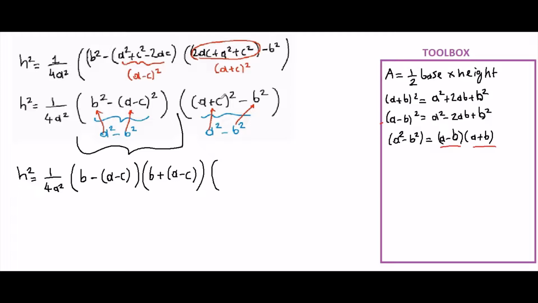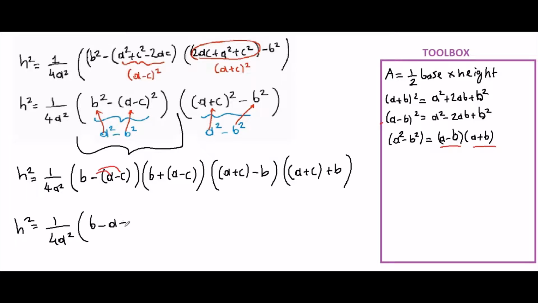For the second parenthesis, our a term is a plus c, minus our b term, b, and we're going to alternate it: a plus c plus b. Now we can distribute the negative sign into the parentheses. So h squared is equal to 1 over 4a squared, times (b minus a plus c), (b plus a minus c), (a plus c minus b), (a plus c plus b).